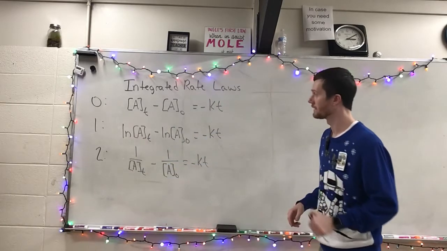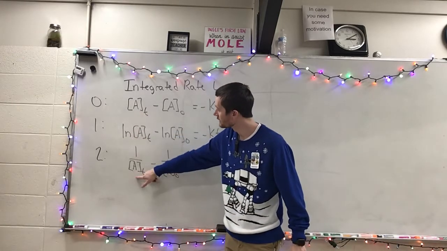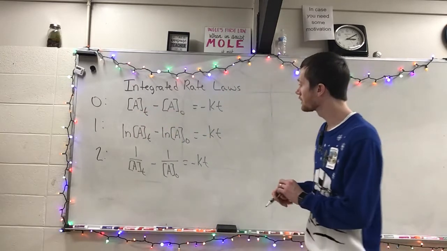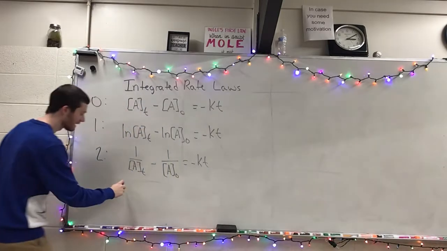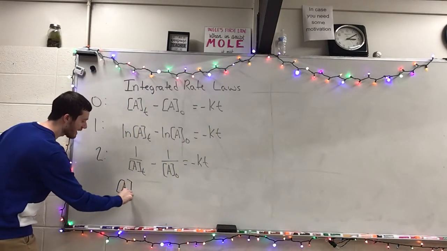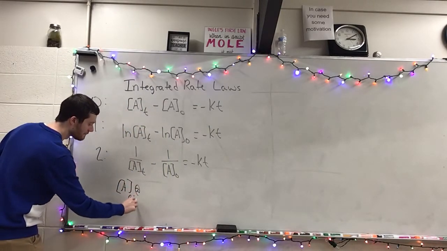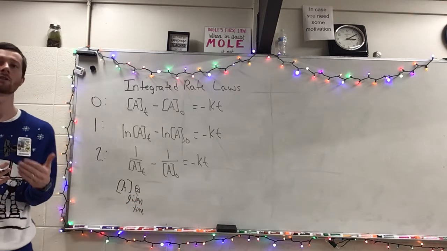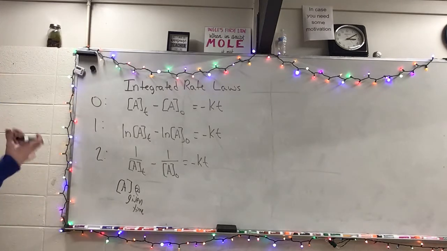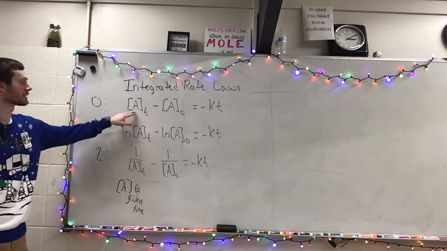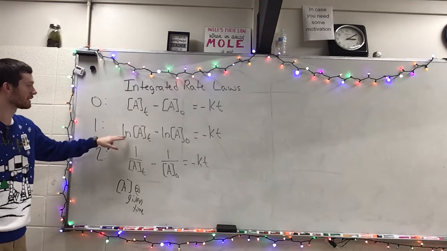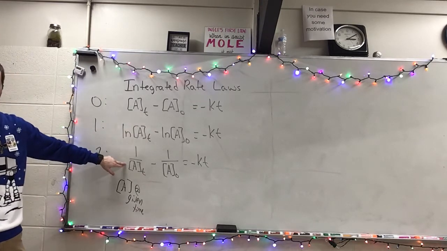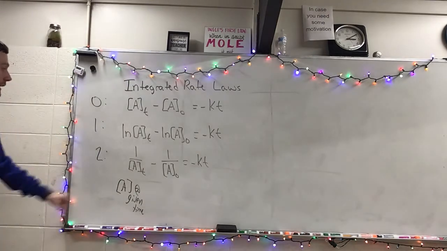If you were to look at each of these, the first piece is always the concentration of A with the subscript of t. That just means the concentration of A at a given time, however far into the reaction you've progressed. If you've progressed 10 seconds, then this would be the concentration at 10 seconds. This would be the natural log of the concentration at 10 seconds. And this would be the reciprocal of the concentration of A at 10 seconds.